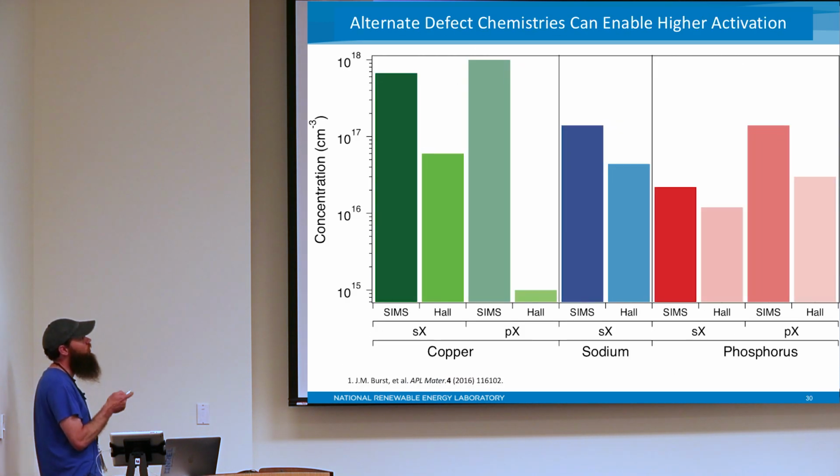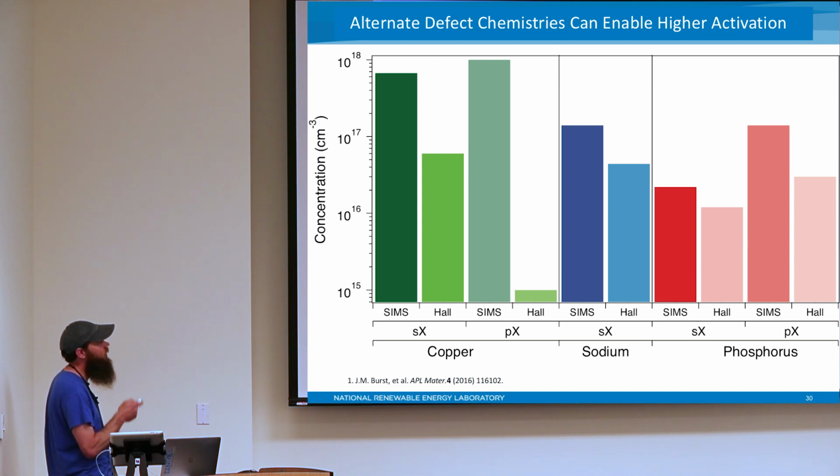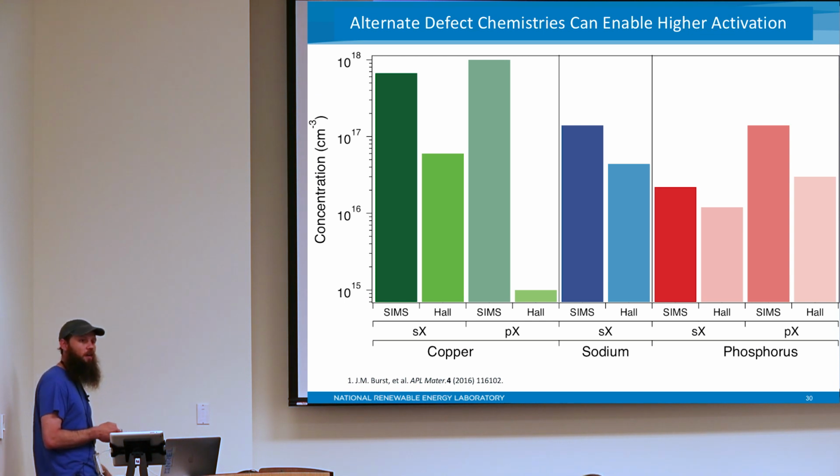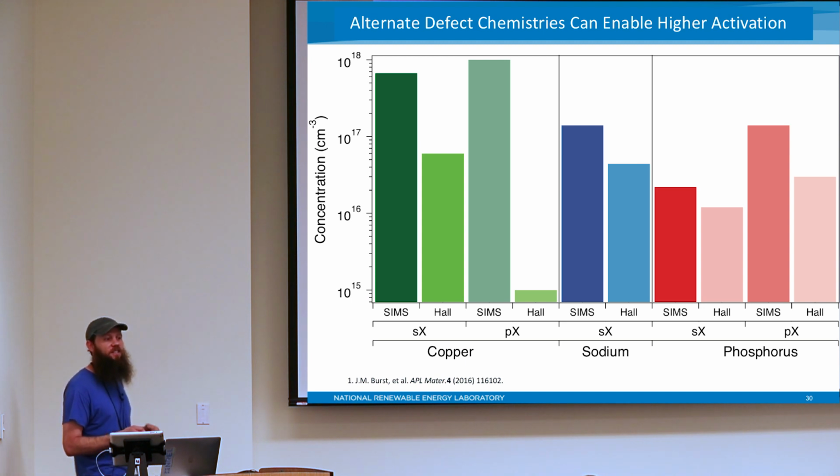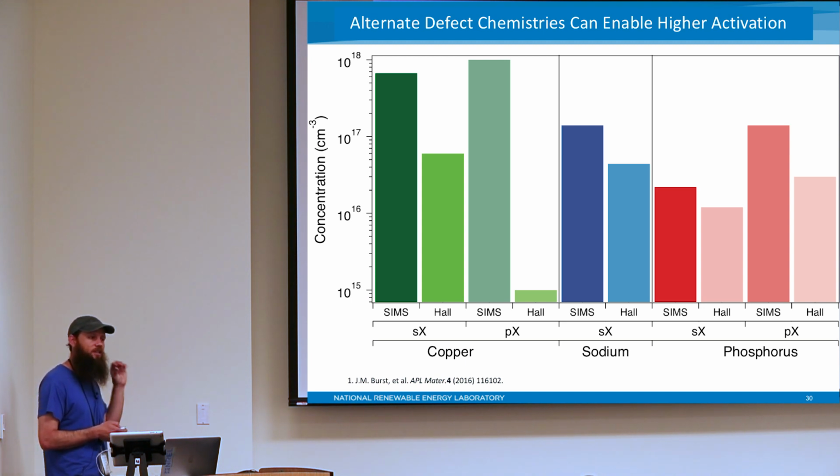So this shows you some of the different activation levels. SIMS is telling you how much of something is compositionally present, where Hall is the electrically active. So in copper, these are initial, but this shows you what you would more typically get in polycrystalline. You have maybe 1 out of 1,000, 1 out of 10,000 atoms where you want it to be. So it's not a very great dopant. Whereas if you go to these group 5 dopants, you can get very high activation even in polycrystalline systems.